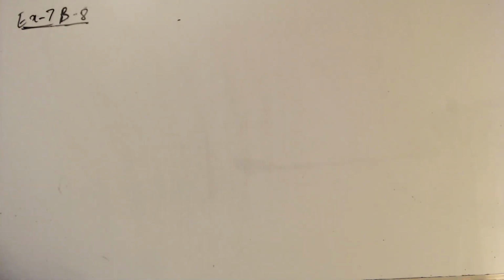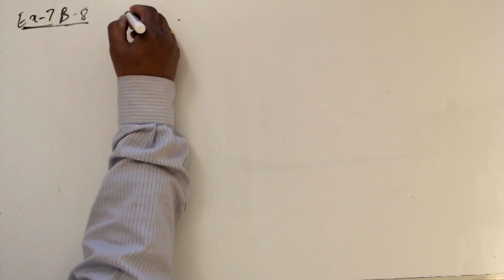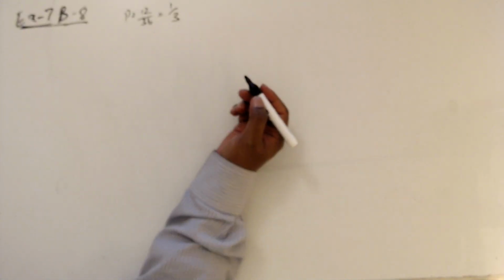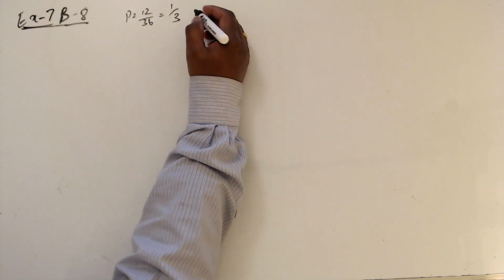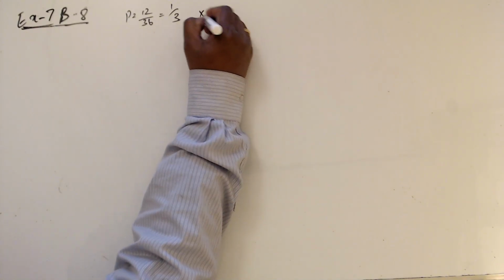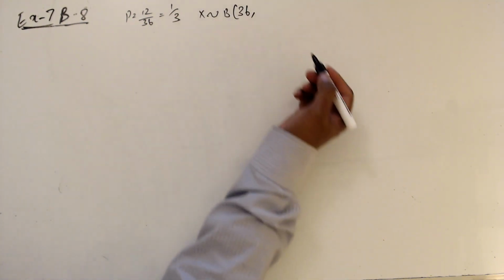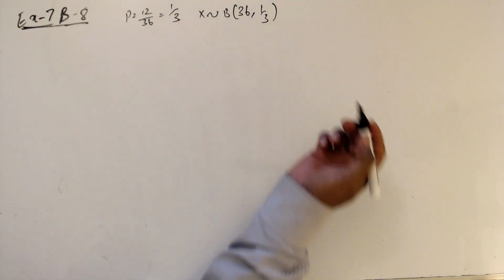Question number 8. Seedlings: on average, 12 out of 36 seedlings survive to be planted. So P is going to be 12 out of 36, which is 1 out of 3. And they think that the new fertilizer improves the survival rate. It means X follows a binomial distribution. The number of trials is 36, and p is going to be 1/3.